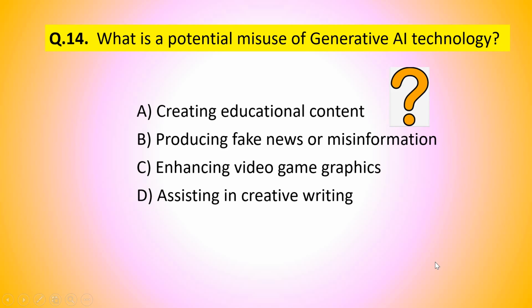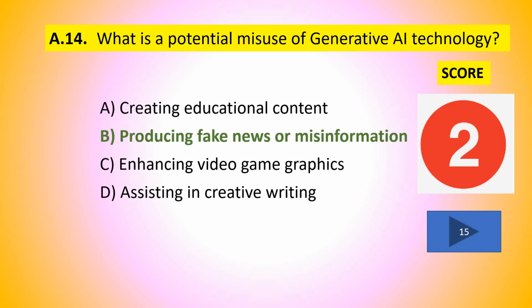What is a potential misuse of generative AI technology? A part, creating educational content. B part, producing fake news or misinformation. C, enhancing video game graphics. And D is assisting in creative writing. You have to tell potential misuse. The answer is producing fake news or misinformation.